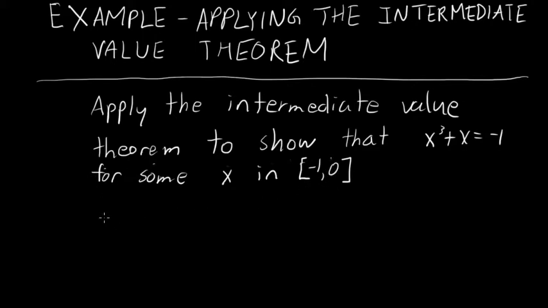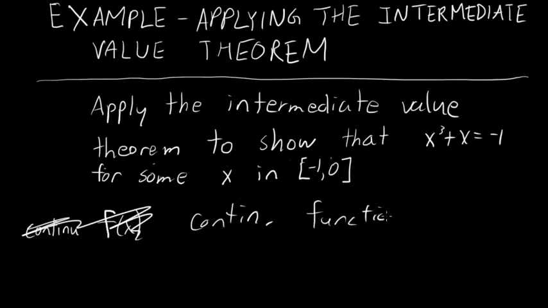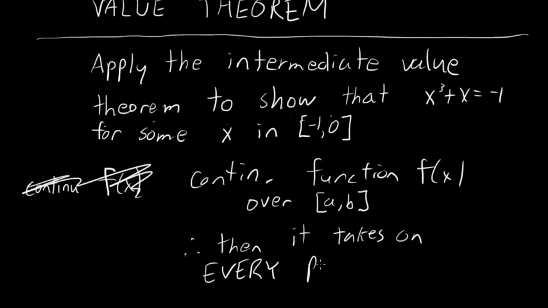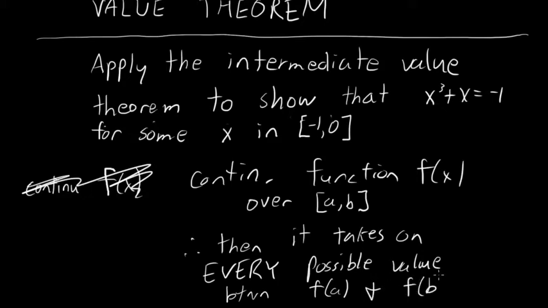Hopefully you recall that the intermediate value theorem states that if you have some continuous function f of x, and it's continuous over some closed interval a to b, then you know that it takes on every single possible value between f of a and f of b.